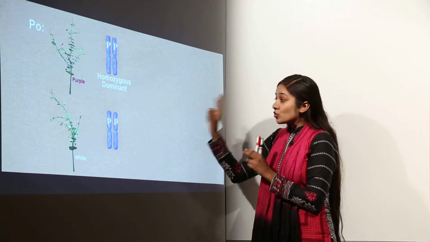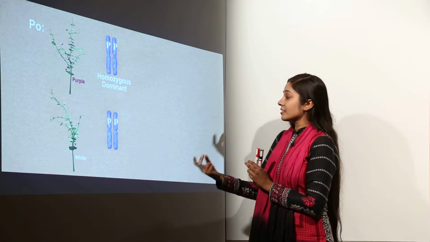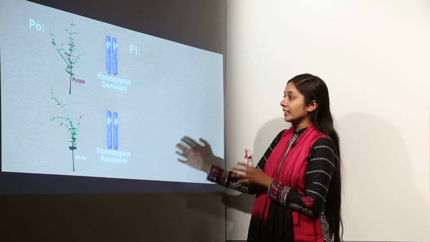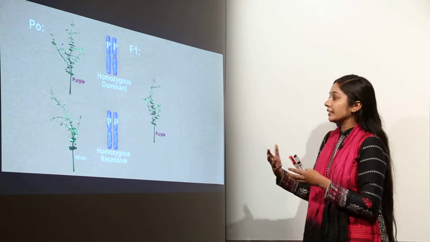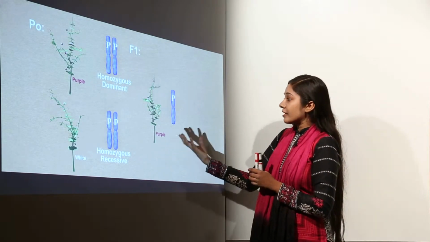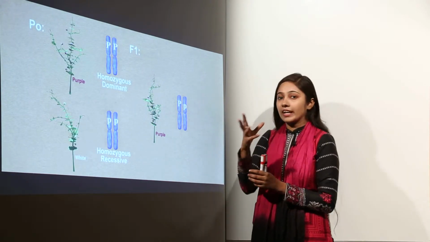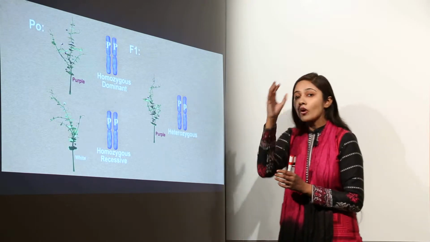It is having two small p, means two lowercase letters, means it is homozygous recessive. This is homozygous dominant, it is homozygous recessive. So what are the possibilities? The plant is definitely going to show purple flowers. Why? Because purple is the dominant characteristic trait. Remember, what is seen is the dominant one.